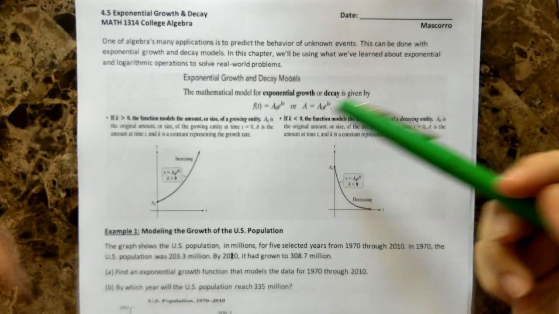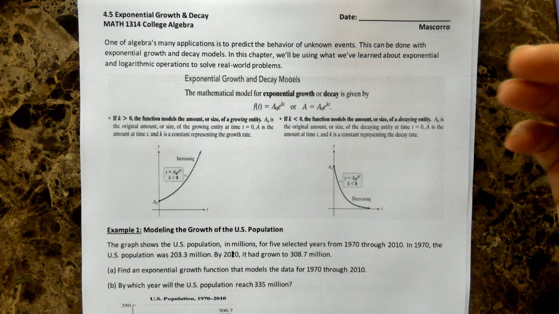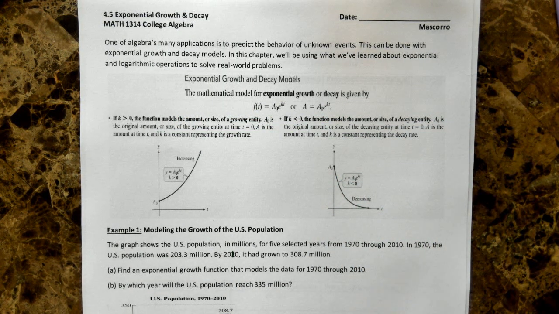Exponential growth and decay models apply to a lot of things. It has to do a lot with investments and banking, loans and savings accounts, etc. There are so many different applications. Population is the biggest one. What we're going to be doing in this chapter is using what we've learned already about exponential and logarithmic functions these past couple of chapters. We're going to apply that to solve real-world application problems.